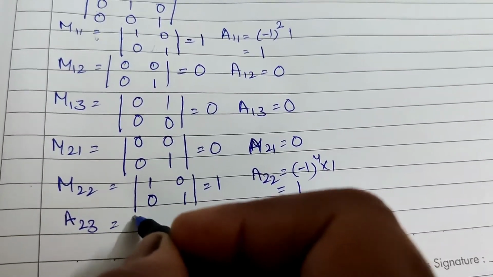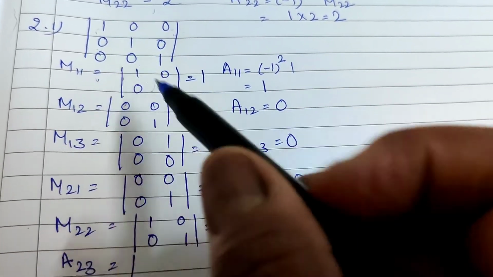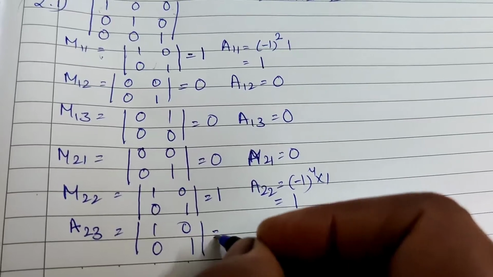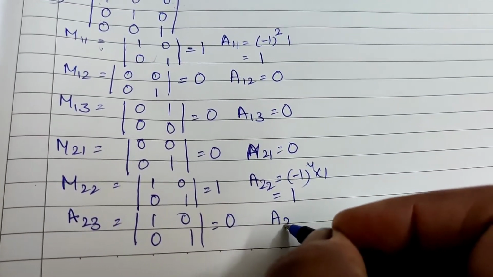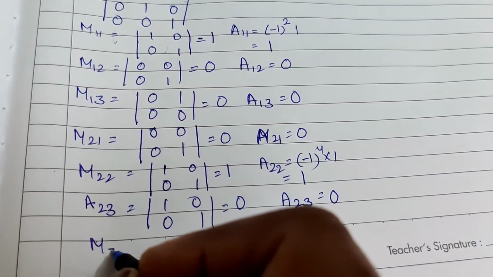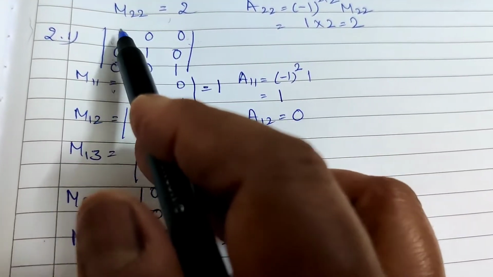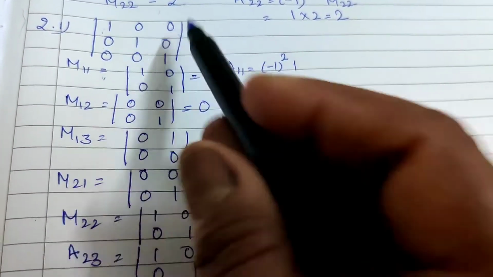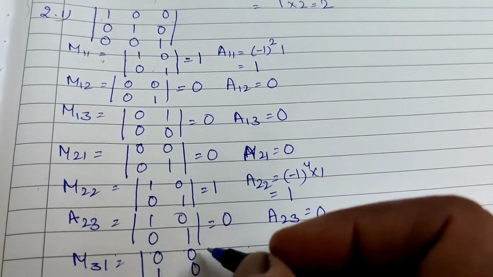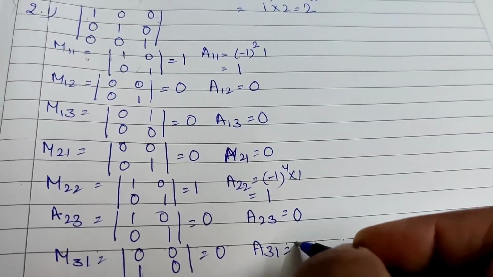Now M23. Second row, third column. It means 1 0 0 0, which equals 0. Now the cofactor is also equal to 0. Now M31. 31 means third row, first column. 0 1 0 0. It means it is also equal to 0, and A31 equals 0.